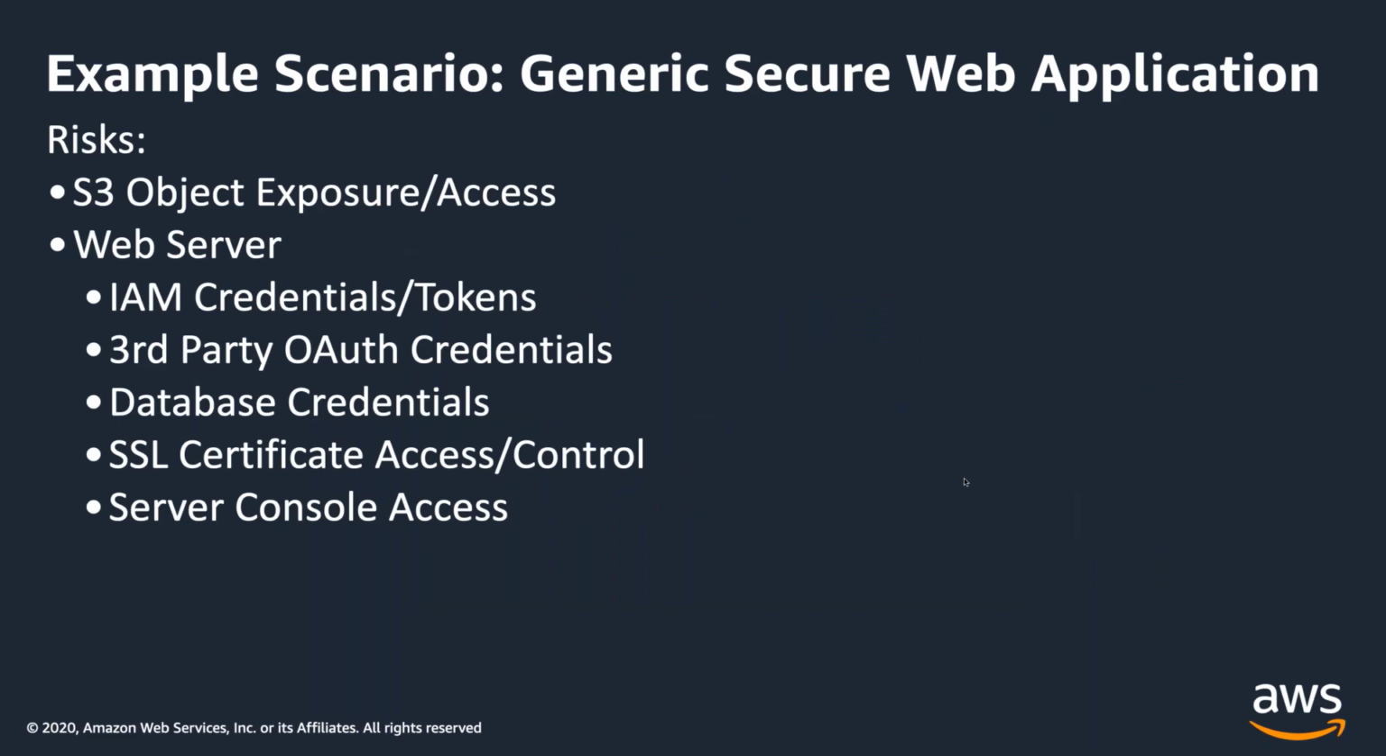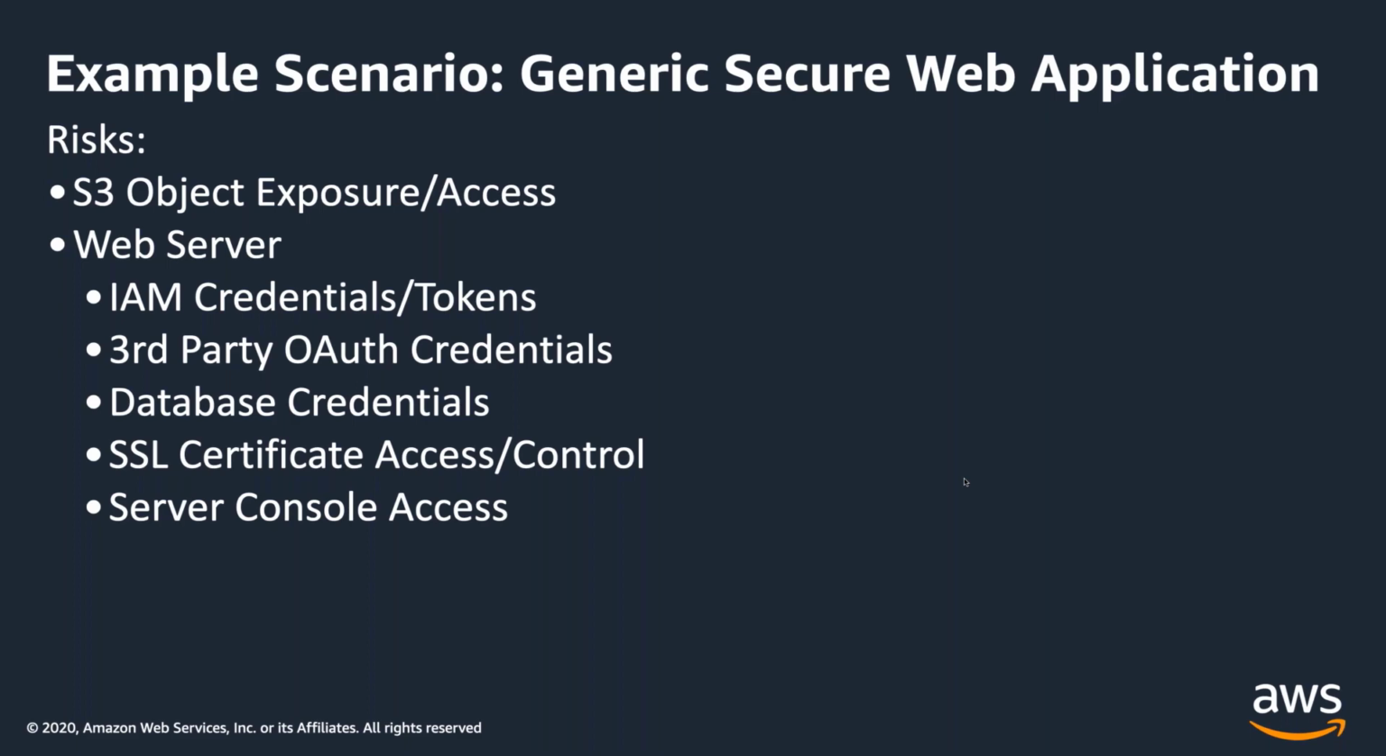So let's talk about the different risks that we have within this application. They're kind of countless, but the ones that we're going to focus on today. There's always S3 object exposure and access. We want to make sure that the objects in S3 are only accessible by parts of our application that should have them. And then on our web server itself, there's a number of risks and important credentials we have there.